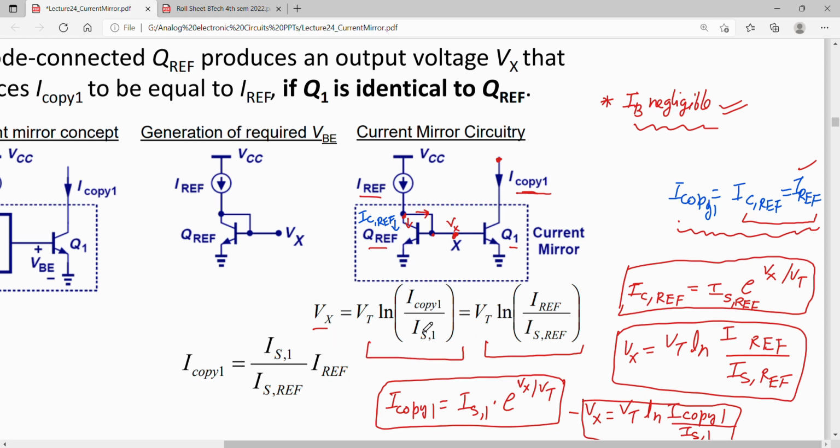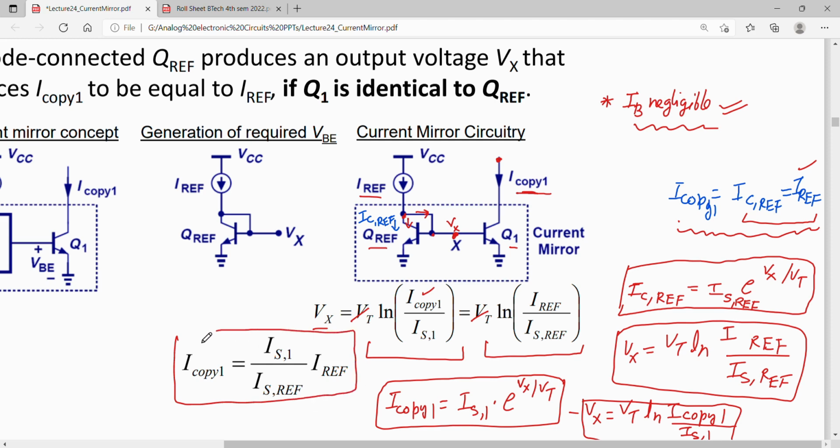Okay. So from here, both these Vx are equal, so I can find out, this goes off, this also goes off. Okay. So I can find out I copy 1 from here. So I copy 1 is IS1, it will go here, divided by IS ref multiplied by I ref.